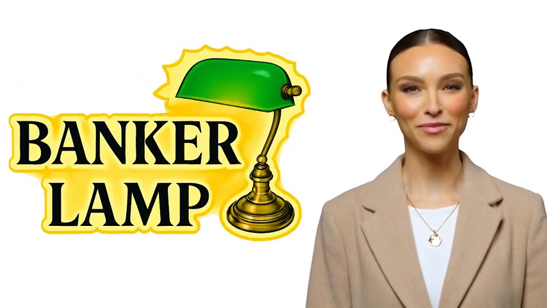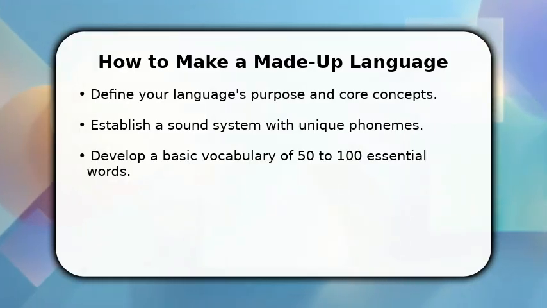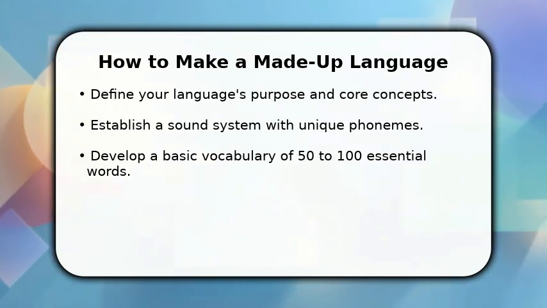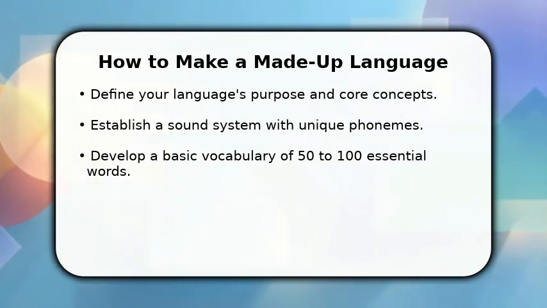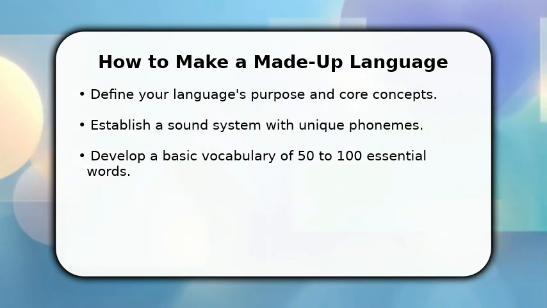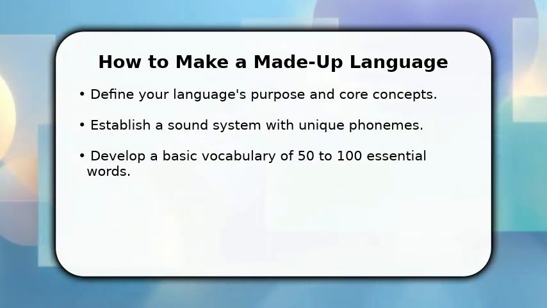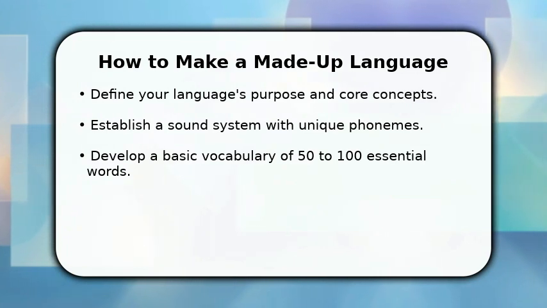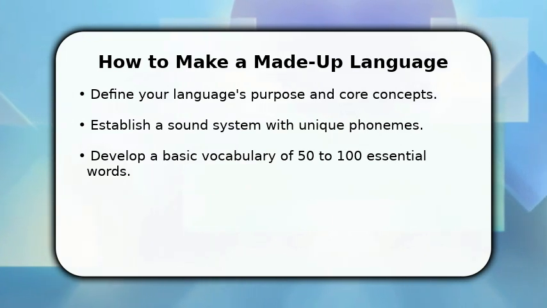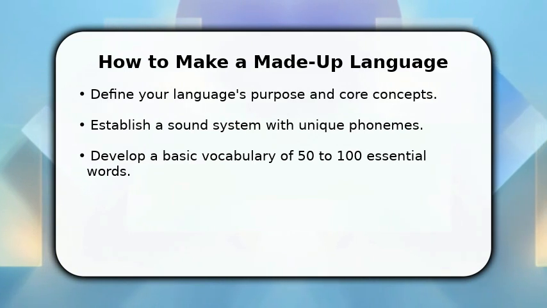Please enjoy the video. In this video, I will explain how to make a made-up language. First, consider your language's purpose and the core concepts it needs to express. Next, establish a unique sound system, deciding on the phonemes and how they combine. Then, develop a foundational vocabulary of 50 to 100 essential words. This initial groundwork is crucial for building a coherent and functional linguistic system.